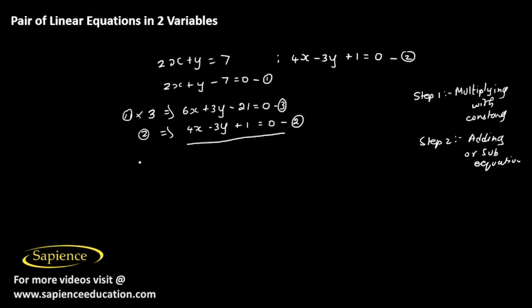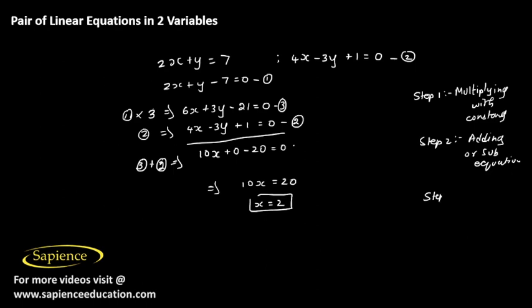So in this case we will need to add equation 3 and equation 2, and that will give us 6 plus 4 is 10x plus 3 minus 3 is 0, minus 21 plus 1 is minus 20. Now from this equation we can easily find the value of x. 10x is equal to 20, that means x is equal to 2. Now step 3 is solve for one variable. So we solved for x and we got x is equal to 2.